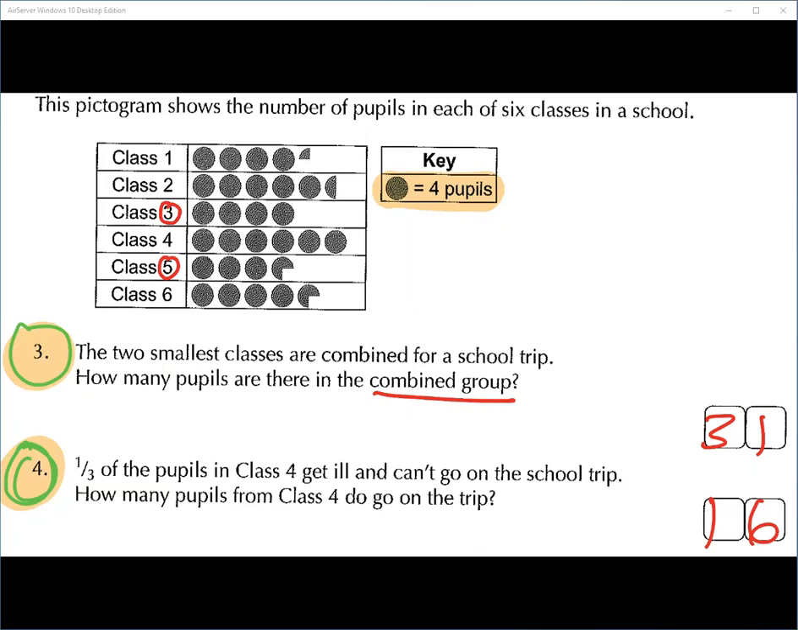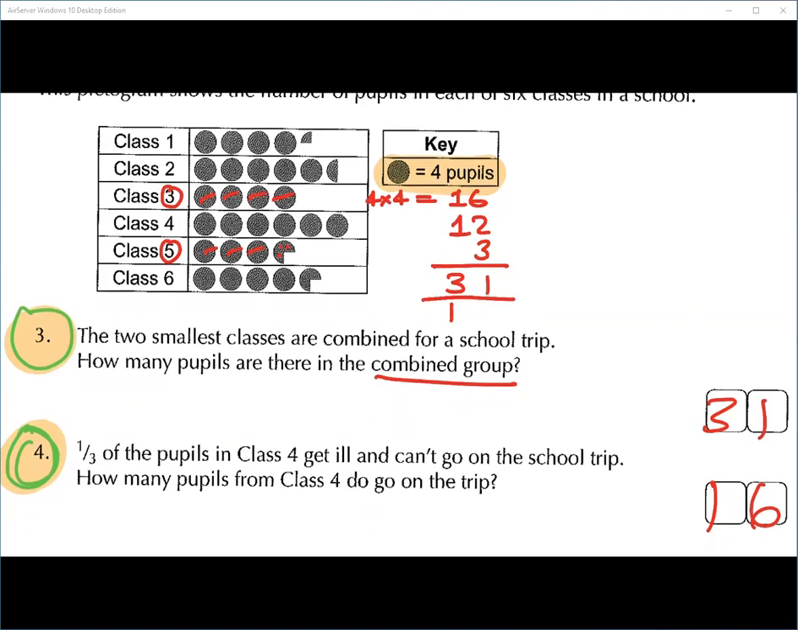So class number 3's got 4 circles. How many pupils altogether? That's 16. And class number 5's got 1, 2, 3 full ones, so 3 times 4 will give you 12. And it's got 3 quarters, which is worth 3. So 12 add 3 is 15, and 16 add 15 is 31. Okay. Are we happy with that? Yes.